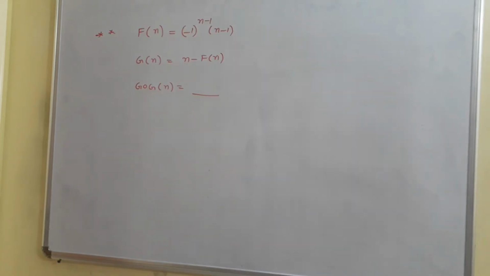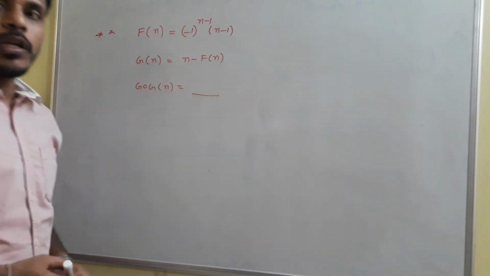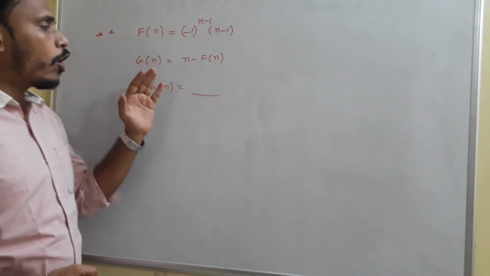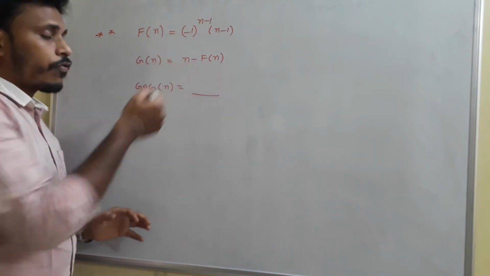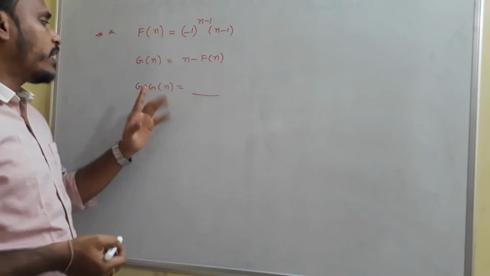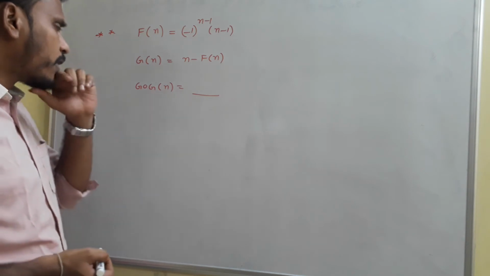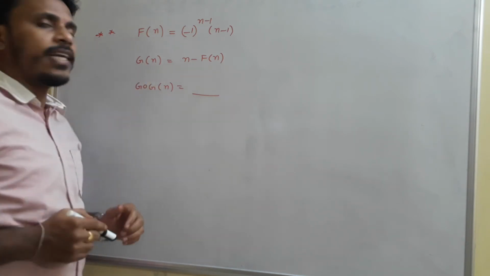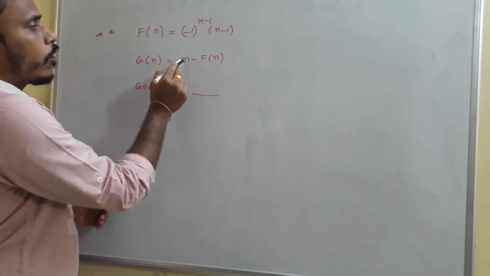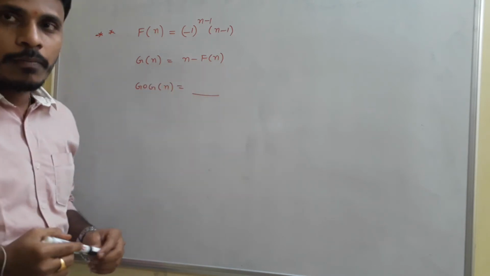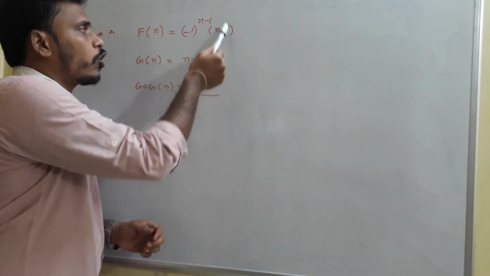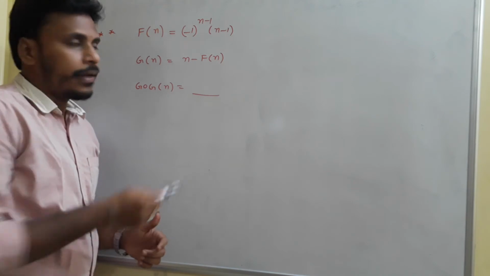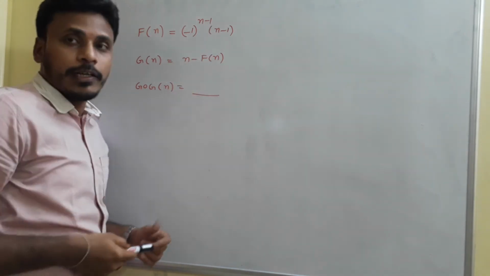Have a look. f of n is given as minus 1 to the power n minus 1 into n minus 1. g of n is given in terms of f of n. We need to find g circle g of n. First of all we need to identify g of n. g of n is n minus f of n. In the place of f of n we need to replace with that.